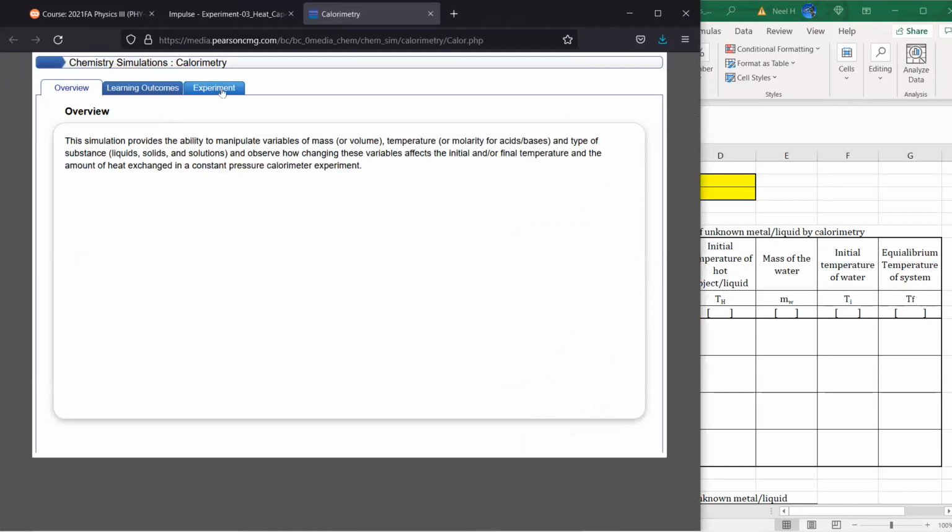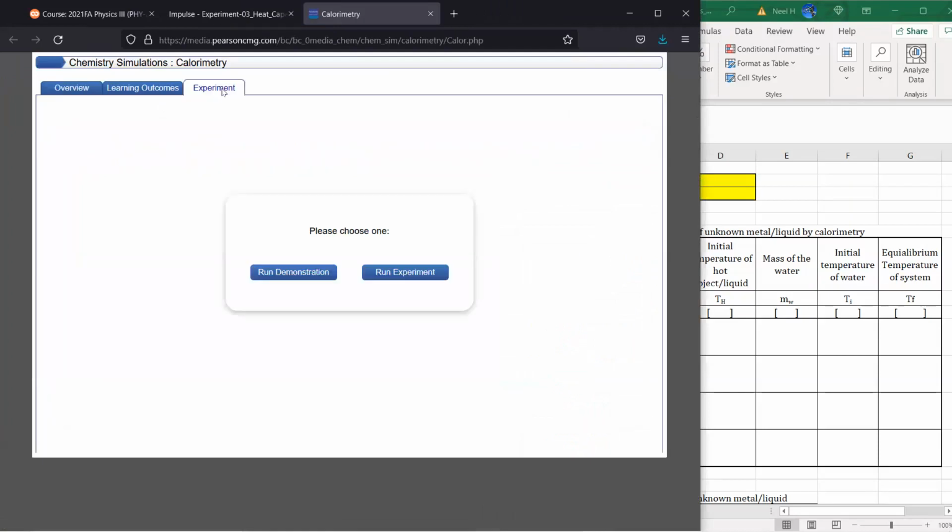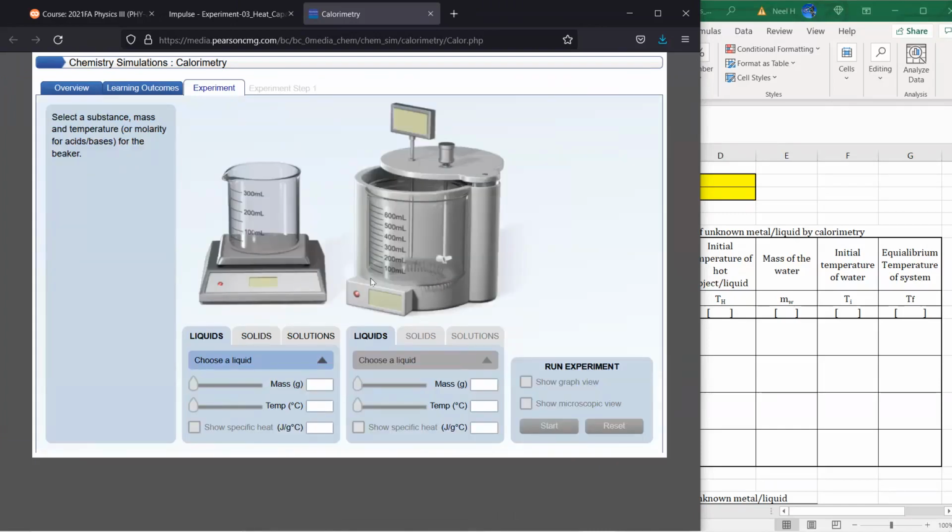Then you can click the experiment, the third option at the very top. There are 3 blue icons, and then you can click run experiment, the second blue icon in the middle. Then you will get this picture. Now we're ready to do the experiment. It's fairly simple now.